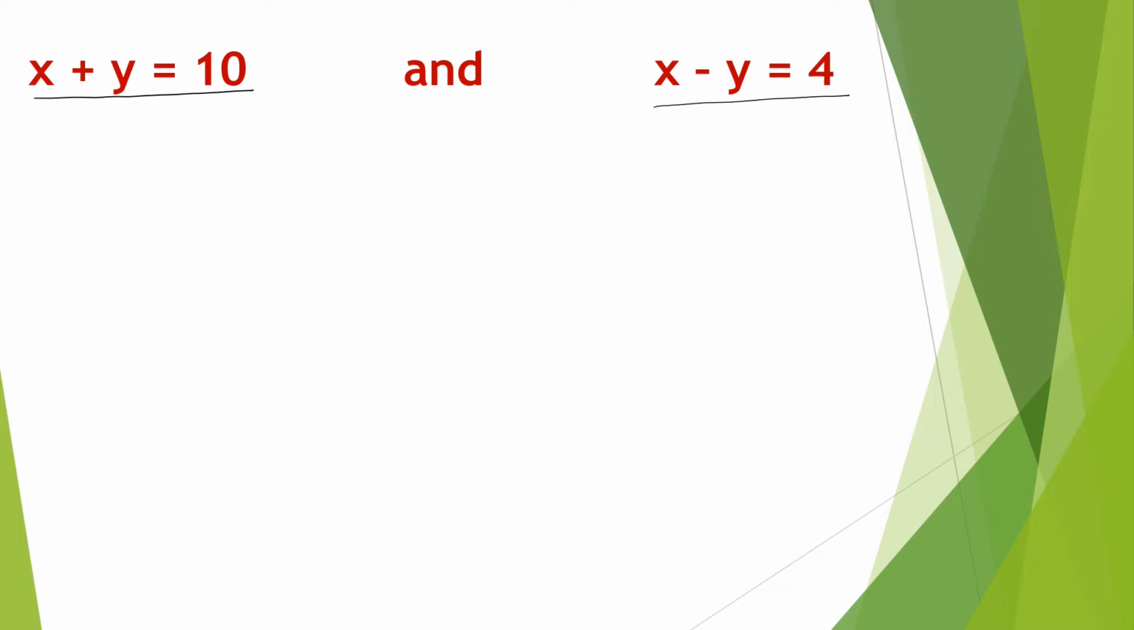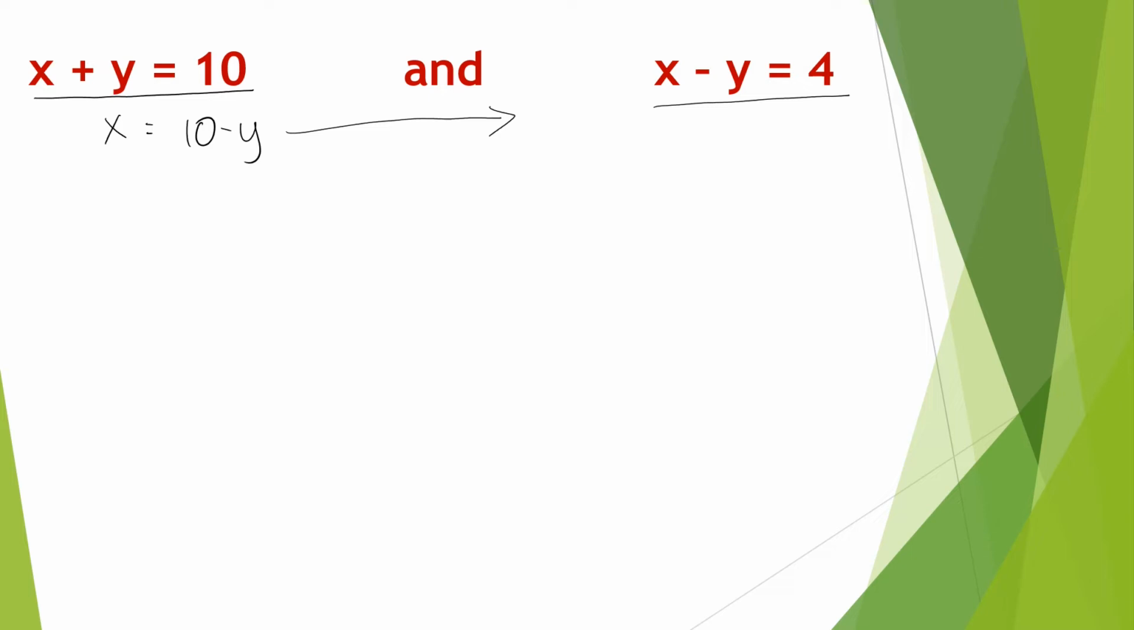Okay, let's start. The important thing that you have to know is to make it into x equals or y equals. Don't make it into minus y equals. So it must be x equals or y equals. Just choose one of them. x equals 10 minus y. So from this equation we get x equals 10 minus y. So put this into the other equation.